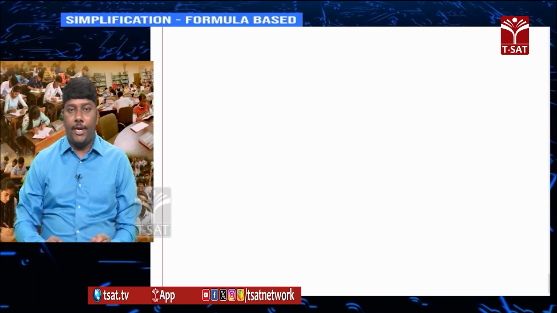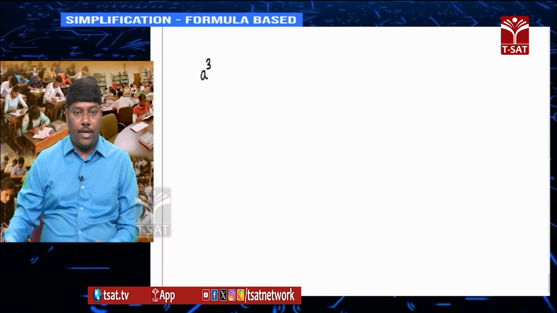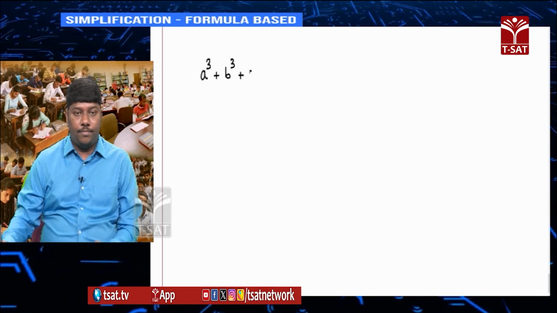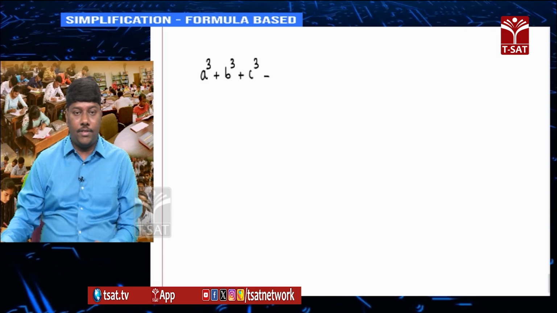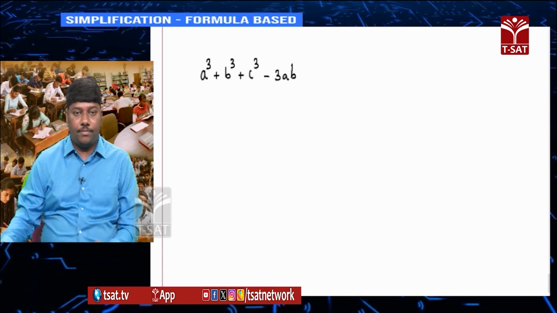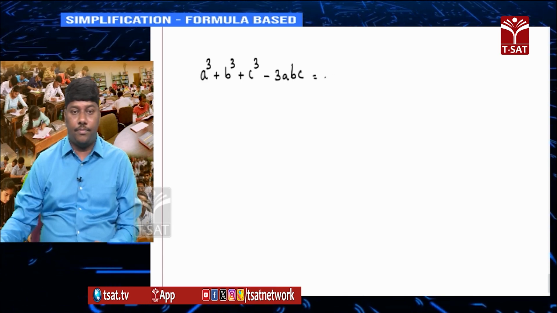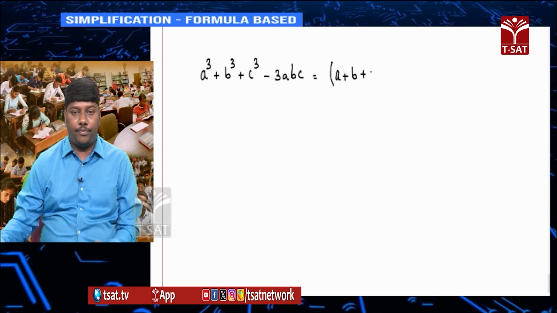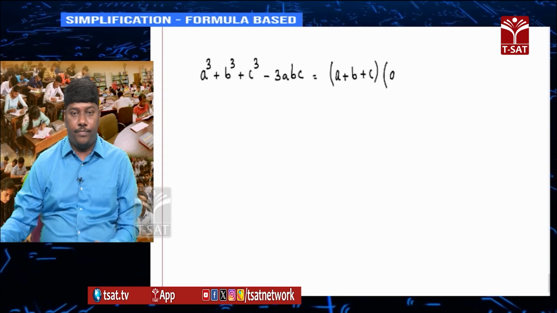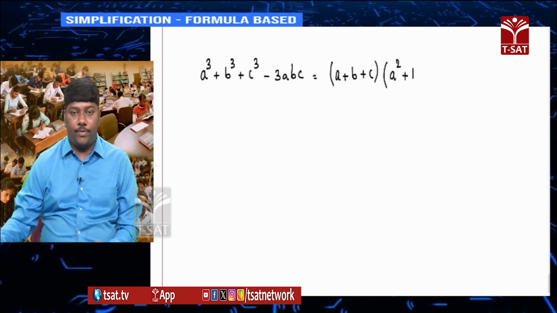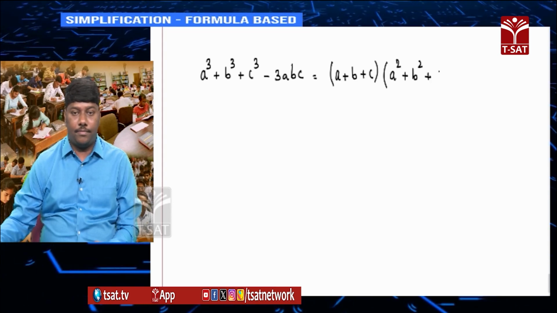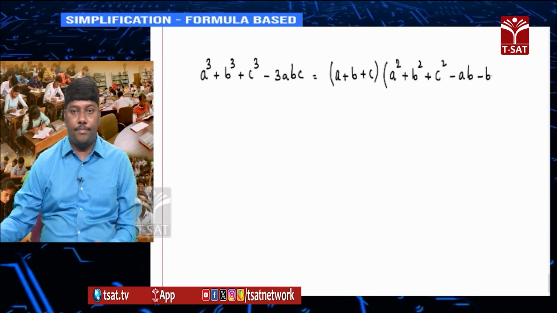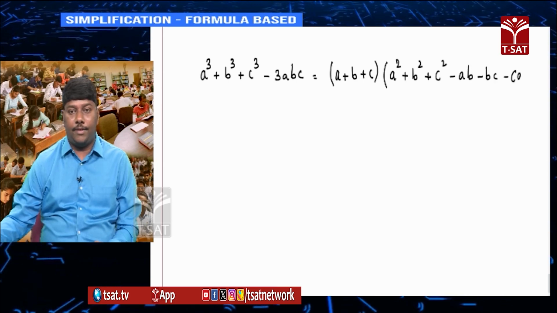Now, look at the application of another formula. A cube plus B cube plus C cube minus 3ABC is equal to A plus B plus C into A square plus B square plus C square minus AB minus BC minus CA.